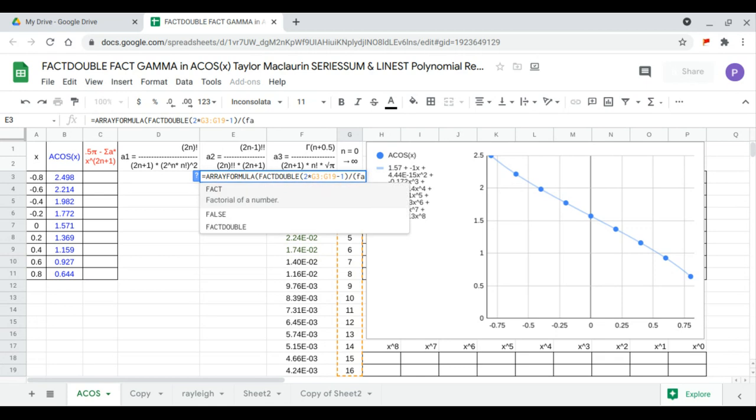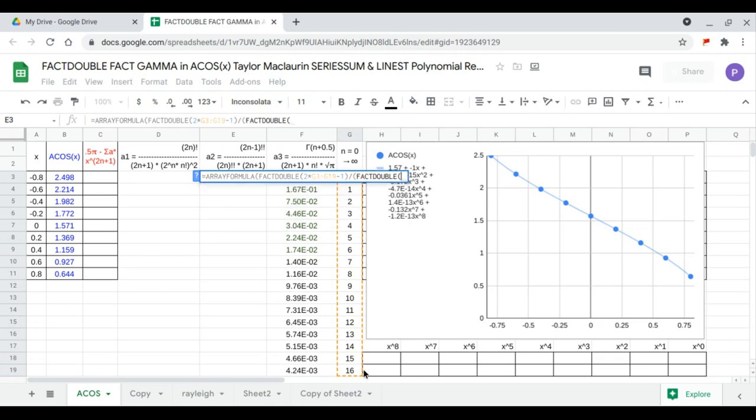So double factorial n. That's 2n. So double factorial 2 times n. That's the first part. And the second part, the quantity 2n, 2 times n plus 1. And enter.